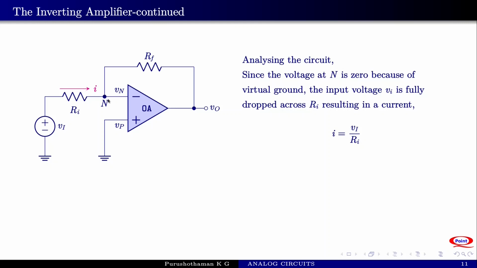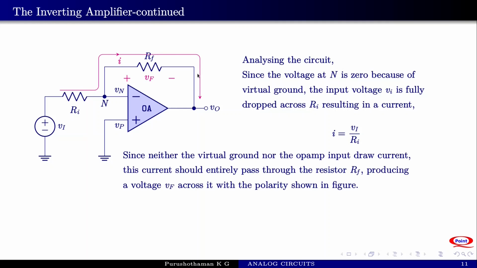This current entering at this node cannot go into the input of the operational amplifier, since this is an ideal operational amplifier and input resistance is infinite. This current completely flows through the resistance Rf, developing a voltage across Rf. The polarity of the voltage is as shown. So this is the direction in which the current flows.